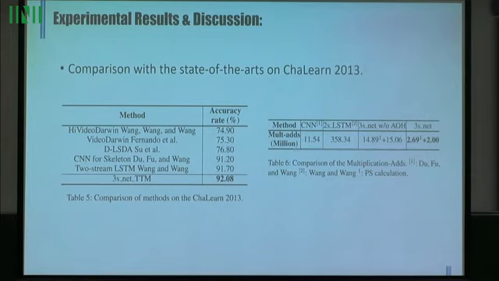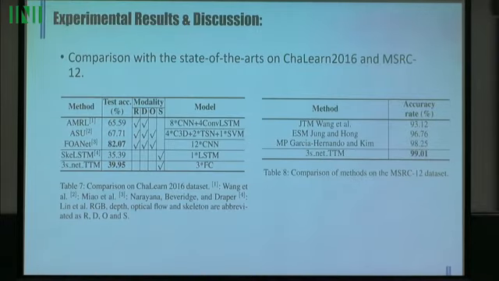Also, we compare our algorithm with other people's on Learning 2013, and we reached the best result with our proposed method. You can also see the multiple comparison, which means we are faster. We have extremely low computation requirements because our classification model is very simple, and our result is the best among others. And this is a comparison on Learning 2016 and MSRC 12.